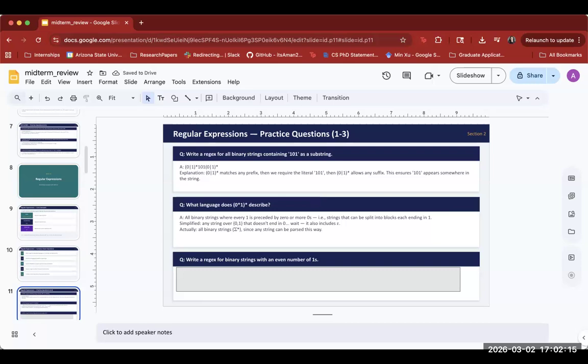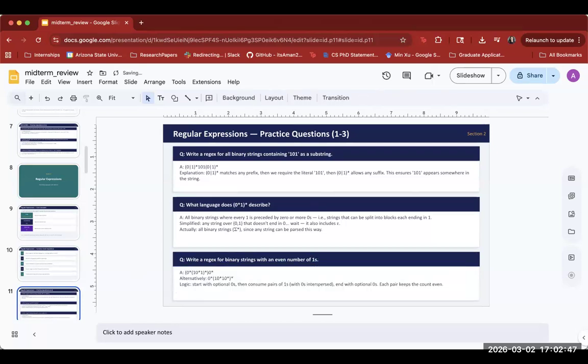So all binary strings where every 1 is preceded by 0 or more zeros. So strings that can be split into blocks, each ending in 1. So yeah, exactly, where every 1 is preceded, or you could also say how we mentioned earlier, where every 0 is followed by a 1. And then it also includes epsilon. So all binary strings can also be something, but you would have to define it in the regex properly.